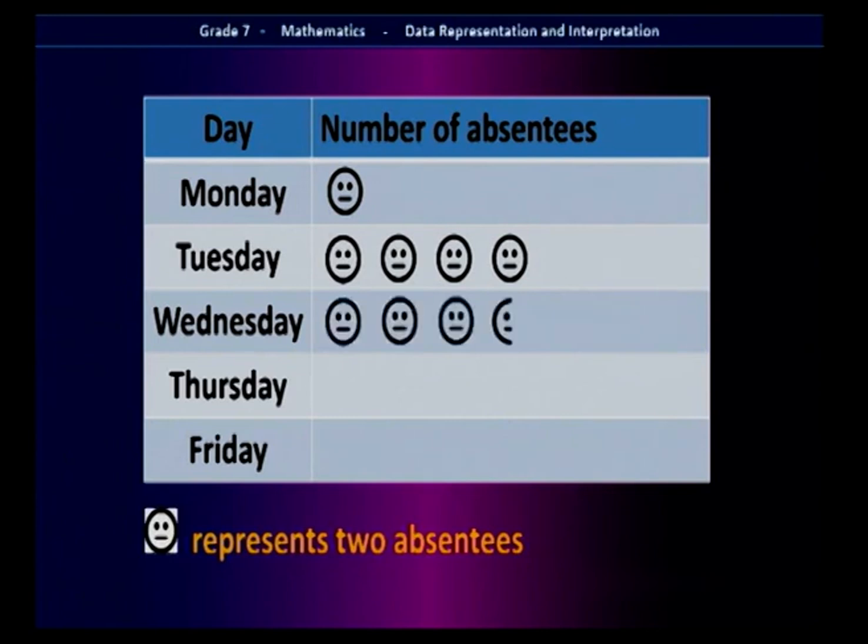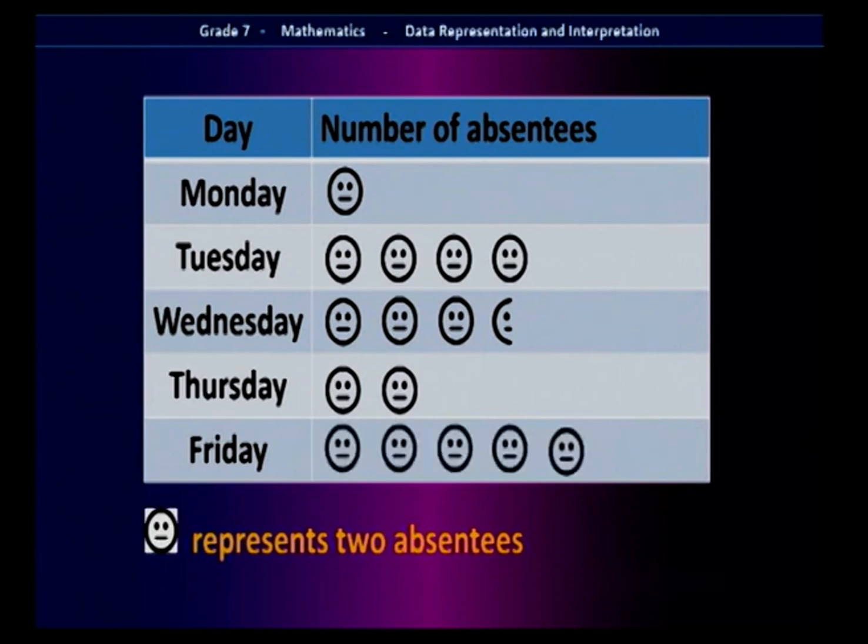Then on Wednesday, it was 7. Then how can we show 7? We can show 6 absentees by drawing 3 faces, and there is one more. We have to use half of a face. Then on Thursday, the number of absentees was 4. So it is enough to draw 2 faces. What was the number of absentees on Friday? It is 10. Then we should draw 5 faces because the face represents 2 absentees.